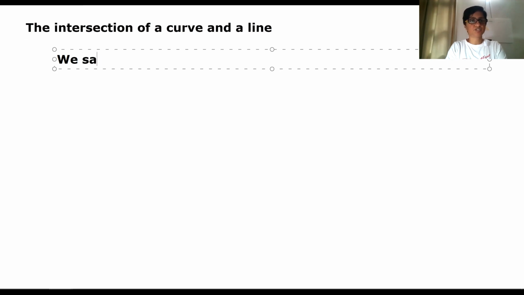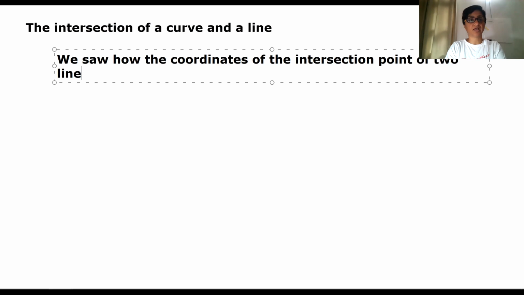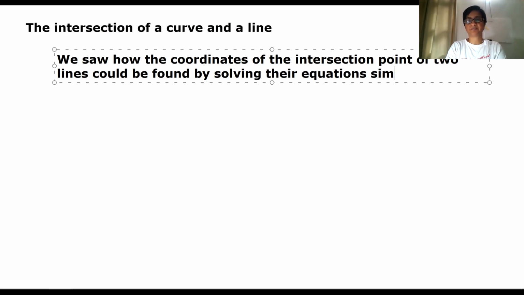We saw how the coordinates of the intersection point of two lines could be found by solving their equations simultaneously.